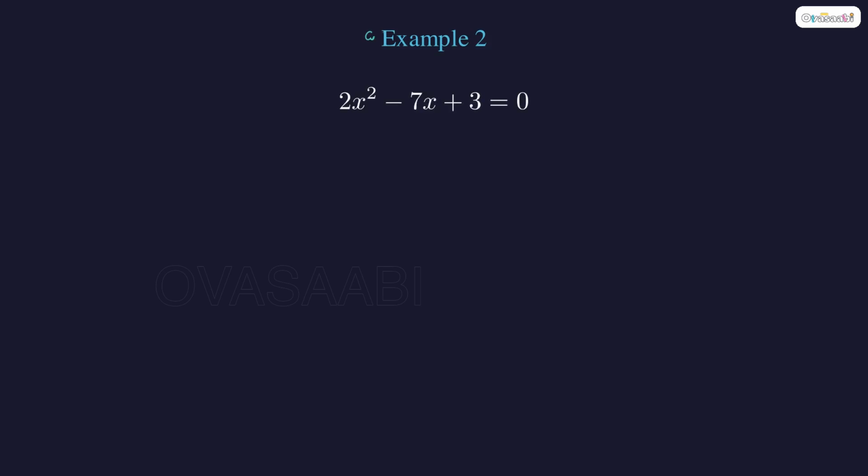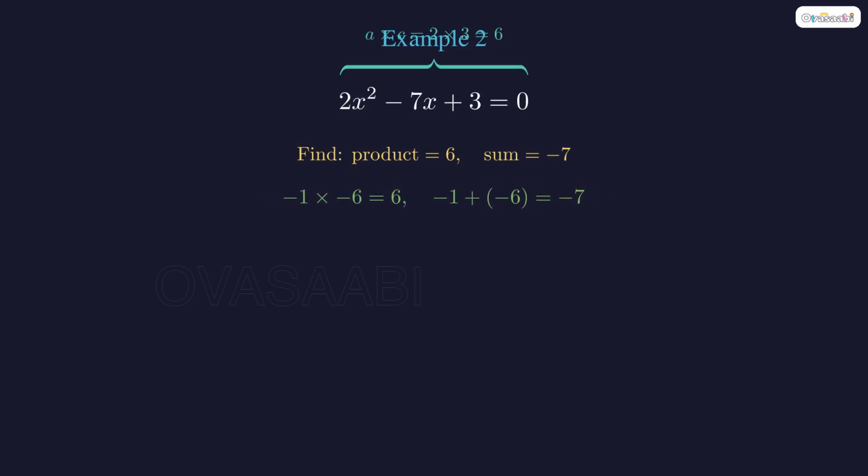Now a harder one. Solve 2x squared minus 7x plus 3 equals 0. Multiply the first and last coefficients. 2 times 3 is 6. Find two numbers that multiply to 6 and add to -7.